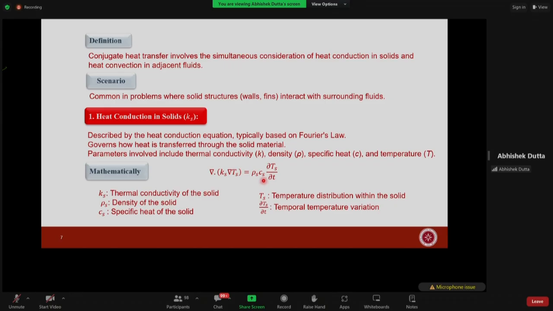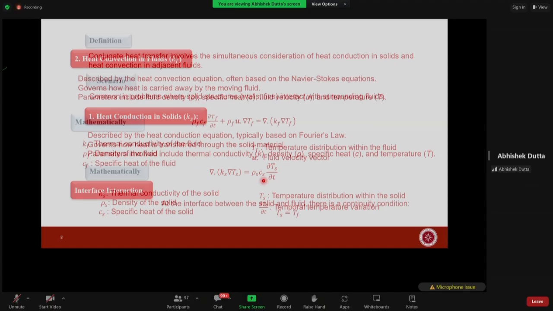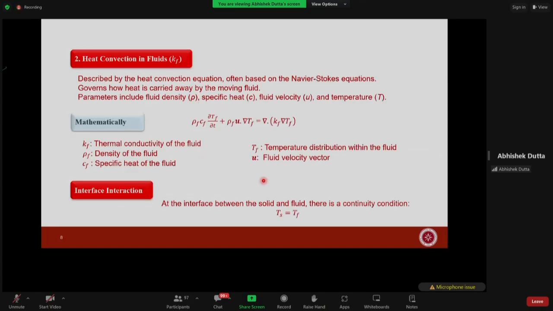Now, as I said, conjugated heat transfer involves both heat conduction and heat convection. So we also need to see what is happening in the heat convection. Heat convection is based on the very useful Navier-Stokes equations. Navier-Stokes are the flow equations, and since flow carries energy, heat is also a sort of energy, as I explained a couple of minutes ago. So heat convection in fluid is described by the Navier-Stokes equation.